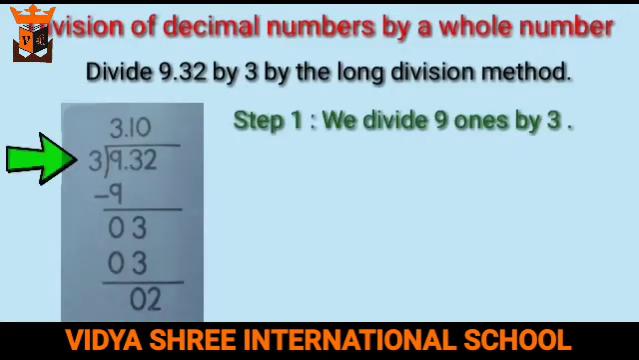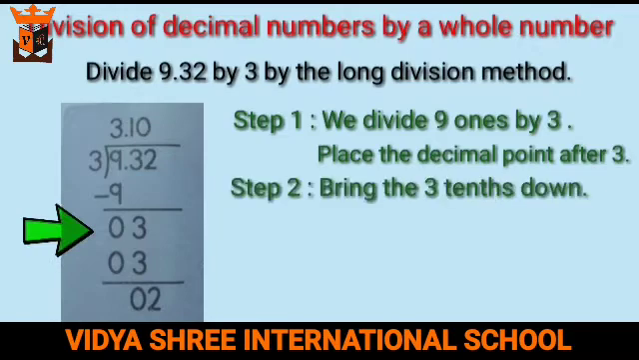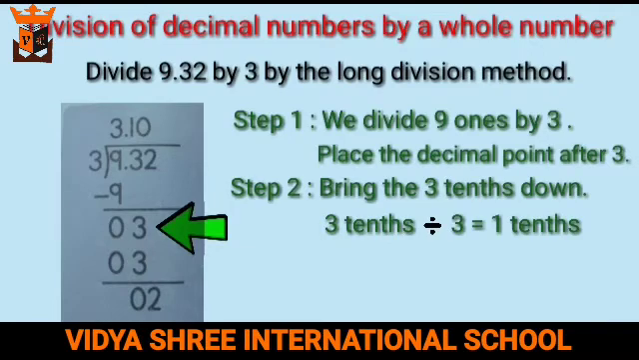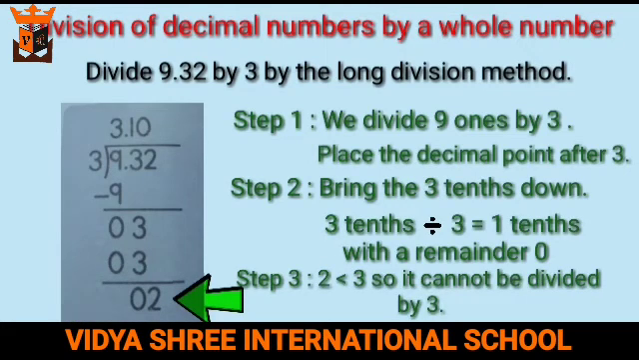We divide 9 ones by 3. Place the decimal point after 3. Since nothing is left over, bring the 3/10 down. 3/10 divided by 3 equals 1/10 with a remainder 0. Now 2 is less than 3, so it cannot be divided by 3. Therefore, 9.32 divided by 3 equals 3.10, and here the remainder is 0.02.